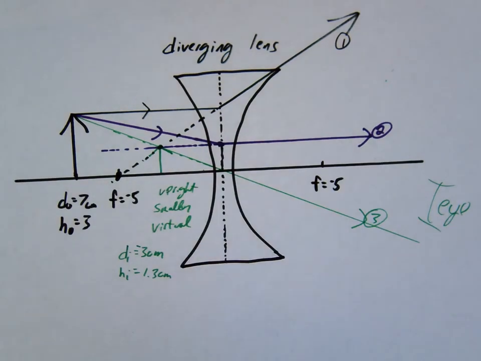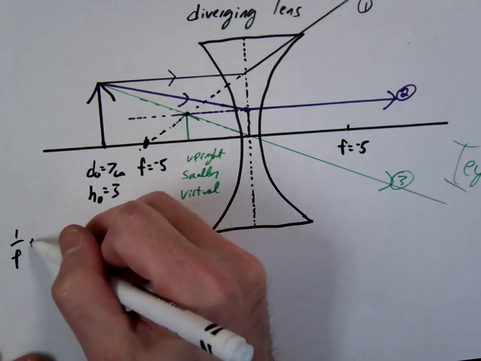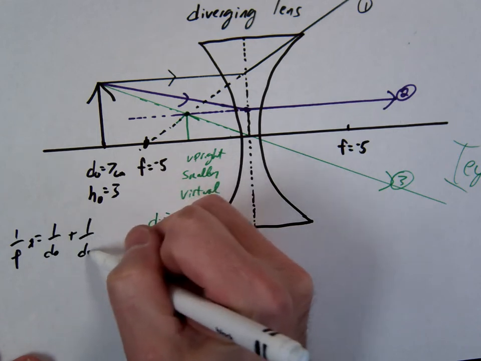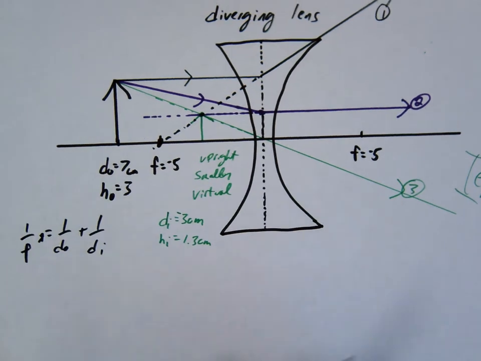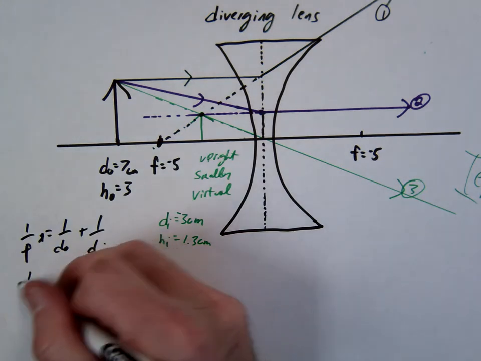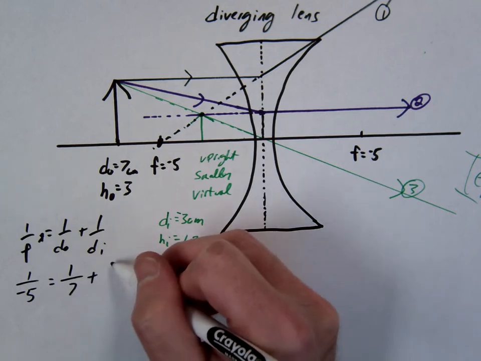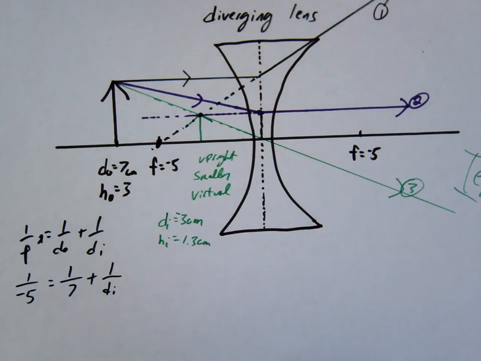Okay, let's see how good my drawings are. Let's do the math on this. Equations are the same. One subtle difference. What's the subtle difference? Negative focals. You have to use a negative focal. If you use a positive focal, you're basically doing the math for the converging lens. So just remember, when you do diverging lenses or diverging mirrors, you use negative focal lengths.